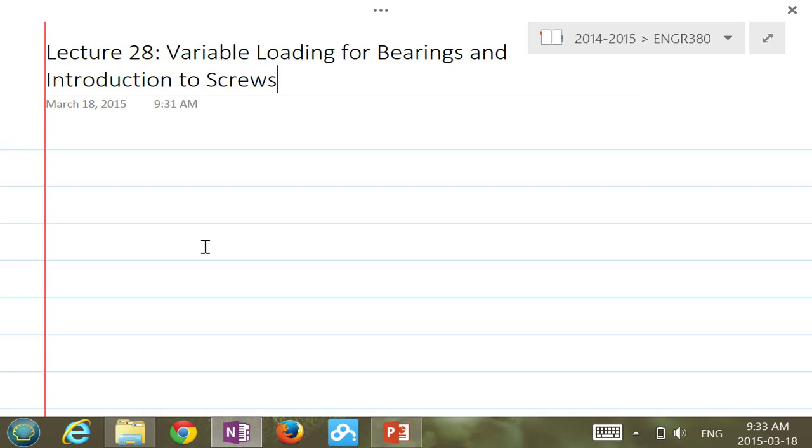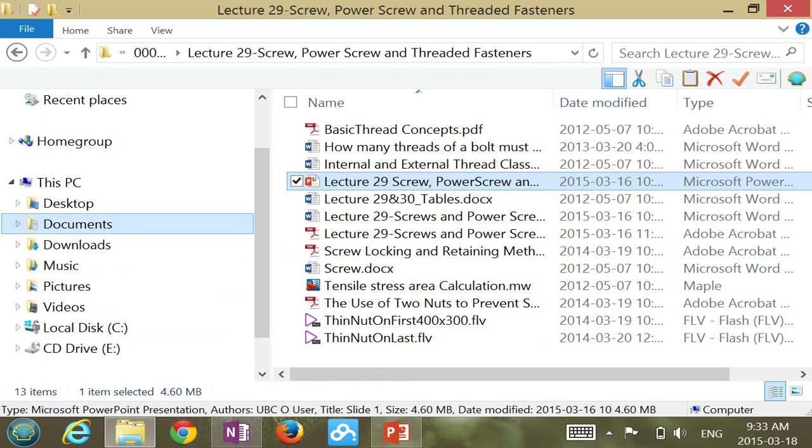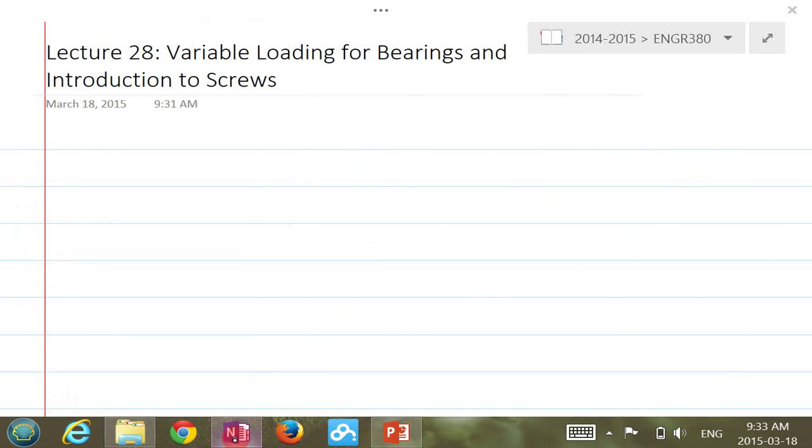The remaining topic on the bearing is called variable loading for bearing. This is actually basically one of the assignments that you will do. Okay, let me give you the idea of what a variable loading is. Variable loading basically we're looking at as a piecewise constant loading. Okay, piecewise constant loading.